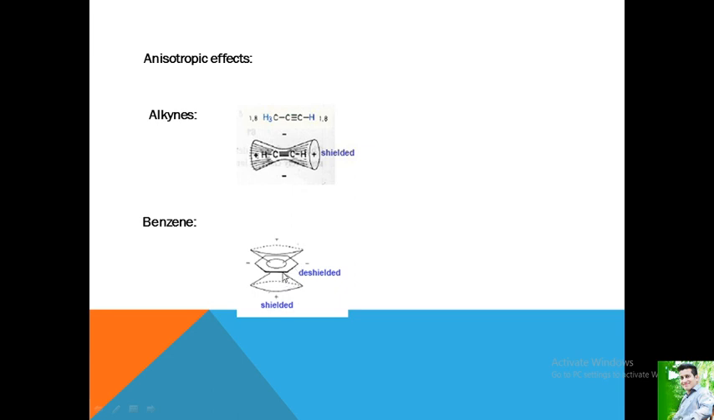So due to the benzene ring, it produces the ring current. This is the diamagnetic anisotropy in benzene. In this way, these protons are de-shielded and the protons below are shielded.